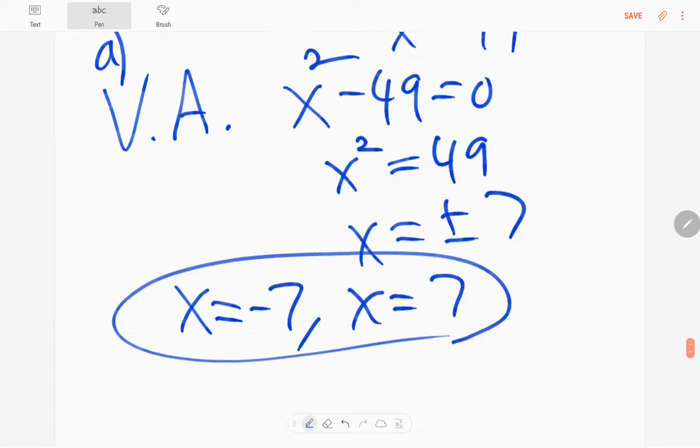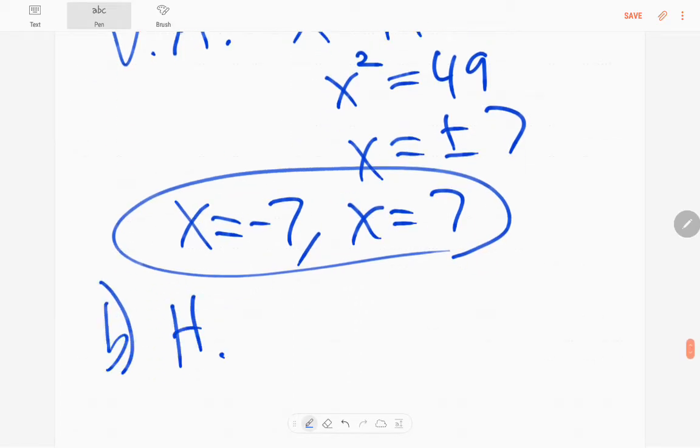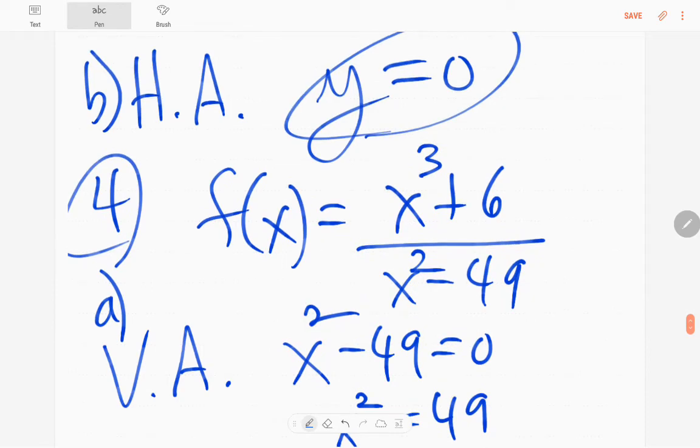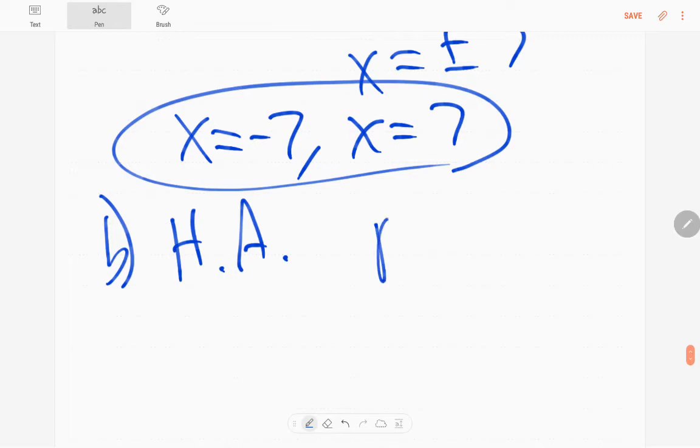What about the horizontal asymptotes? Let's take a look. Well, notice the degree of the top is 3, the degree of the bottom is 2. Whenever the degree of the top is bigger, there is no horizontal asymptote.